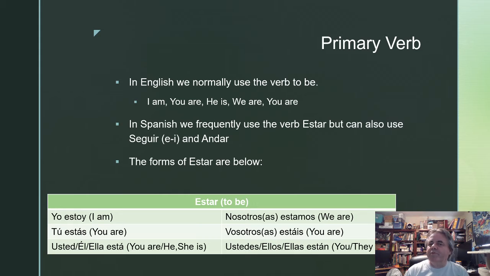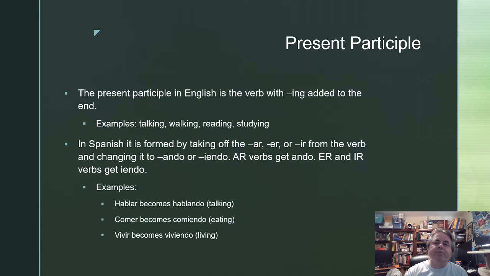And this is going to be the verb that we see out in front. So this is going to be the verb that's actually conjugated to show who the subject is.